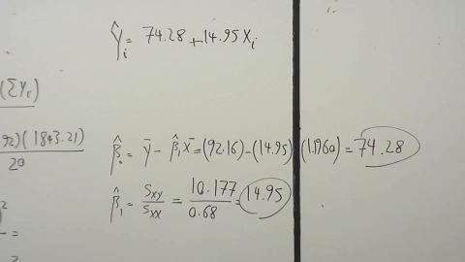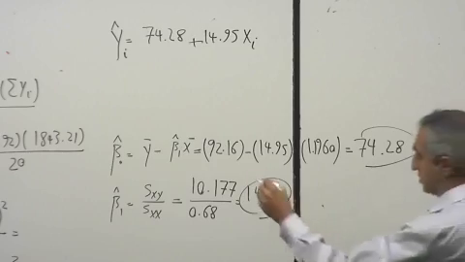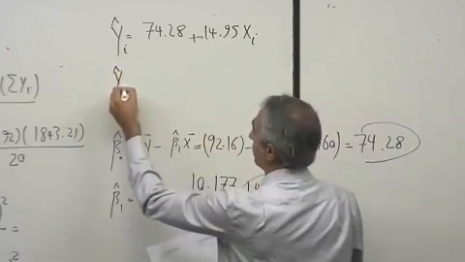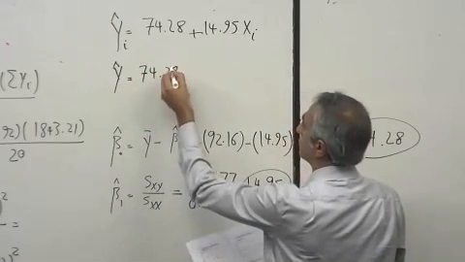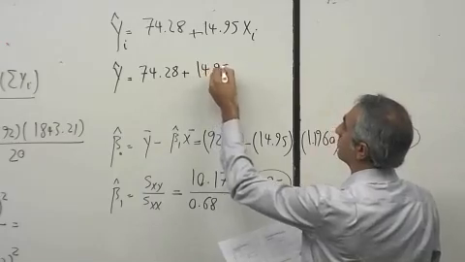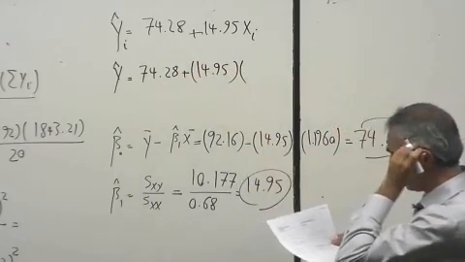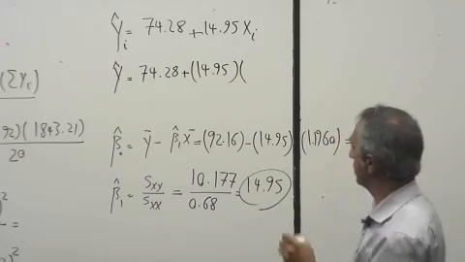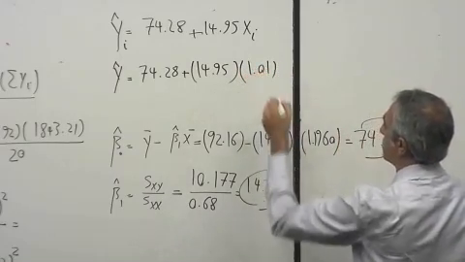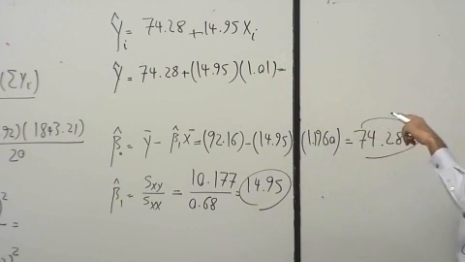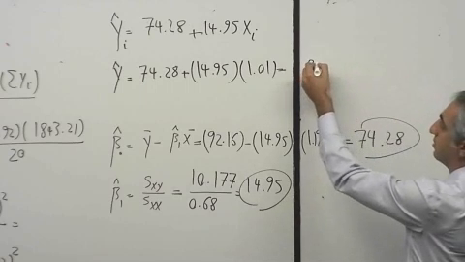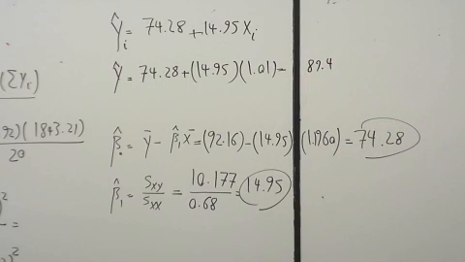Okay? Any question so far? So the question says, what is the predicted value for x equal to 1.01? So I replace x with 1.01, then I calculate this guy. What is this number? 89.4. Okay? That's it. Any questions?